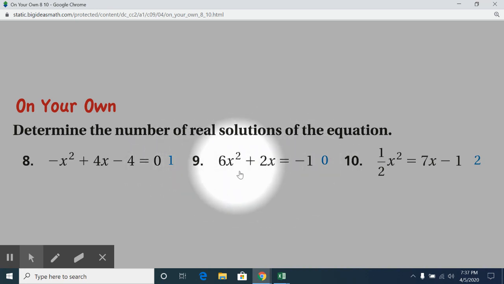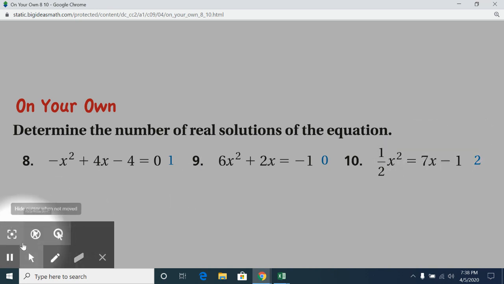Number 9, we have to add this 1 over here and put it at the end, put it in standard form first. When we did the math, it comes out to be a negative number, so that means there are 0 solutions. There is no solution. And number 10, we can kind of do this however we want. Probably just subtract the 1/2 x squared to the other side and put it in standard form, but this one ends up coming out to be a positive number, so there are 2 solutions.